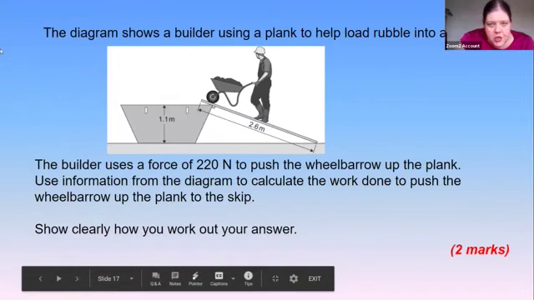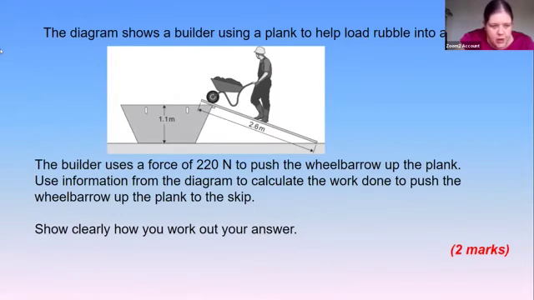Okay, I wanted to show you some exam questions. I'm not expecting you to do this, I just wanted to talk it through. So the diagram shows a builder using a plank to help load rubble into a skip. The builder uses a force of 220 newtons to push the wheelbarrow up the plank. Use the information from the diagram to calculate the work done to push it up the skip. Okay, it's only a 2 marker.